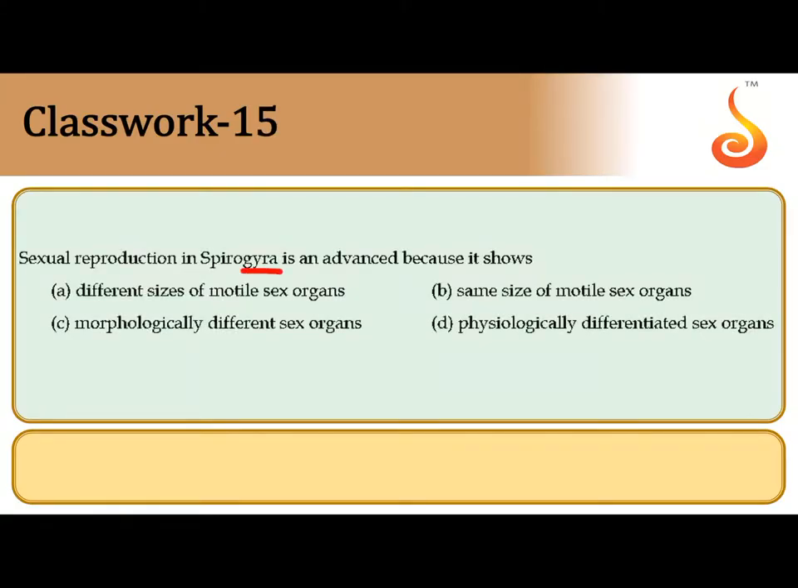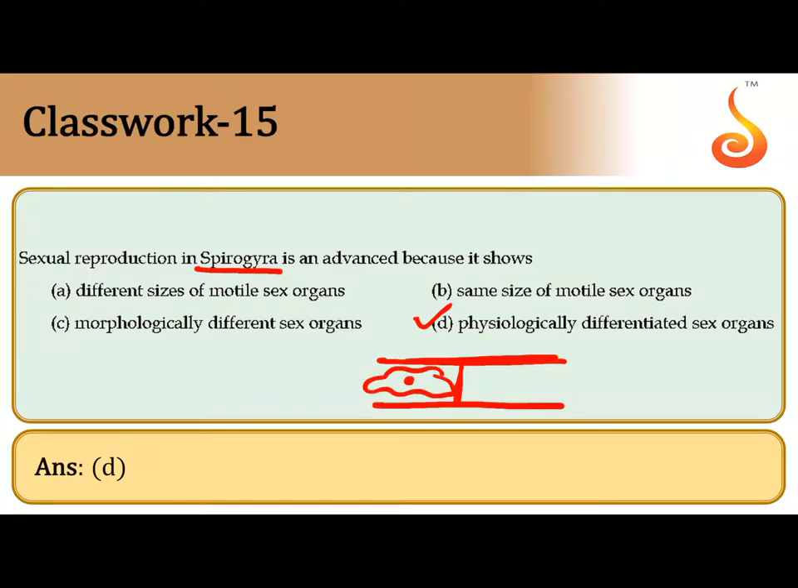Sexual reproduction in Spirogyra. Spirogyra belongs to which class in algae? Chlorophyceae, isn't it? Now if you talk about the sexual reproduction, we say that it is more advanced, because physiologically different sex organs are seen. The sex organs look very much alike. For example, if you take a Spirogyra filament, this is a cell. Now this could be a cell, this could be a sex organ. It will look exactly like the other sex organ.